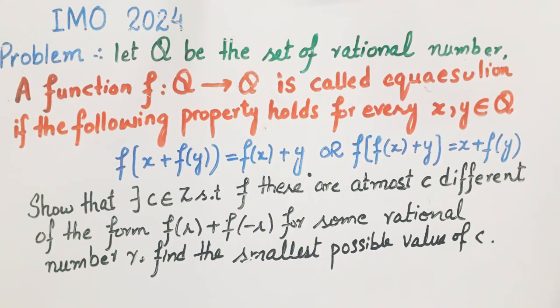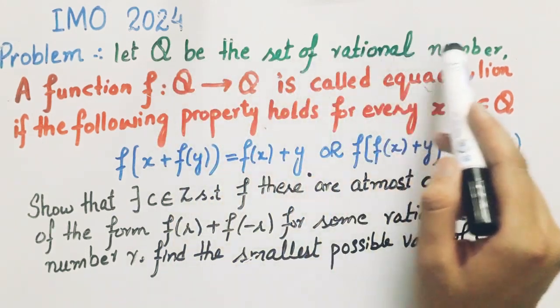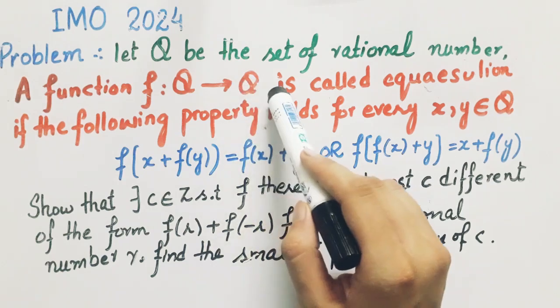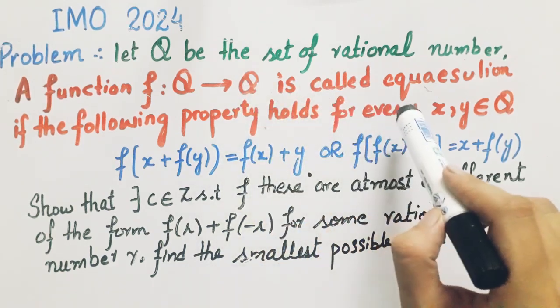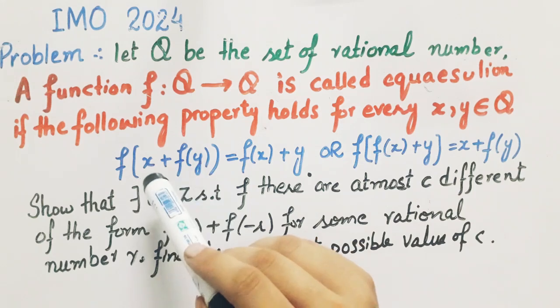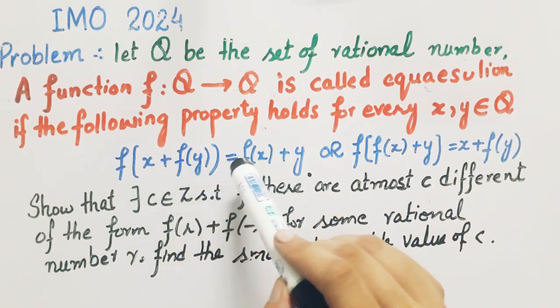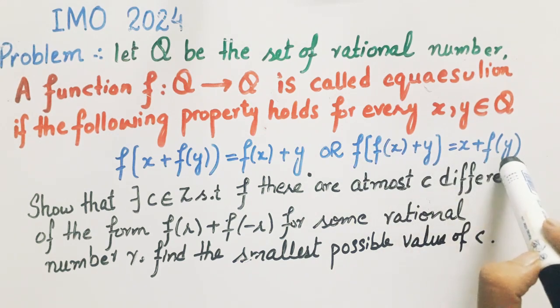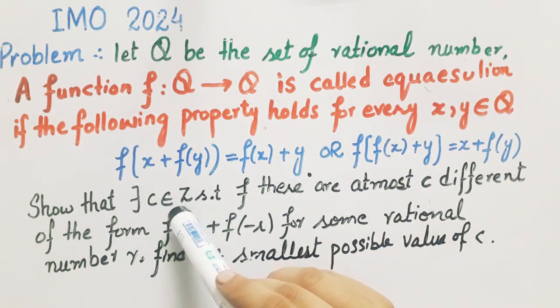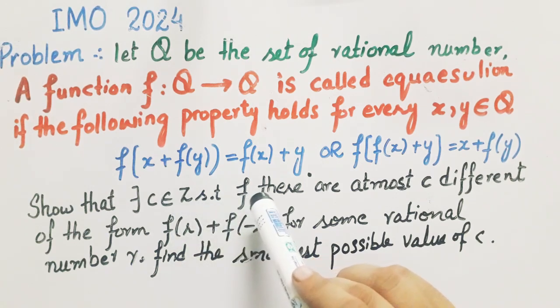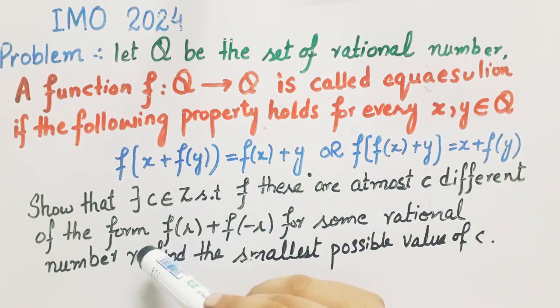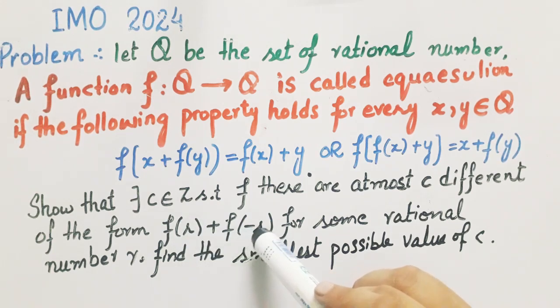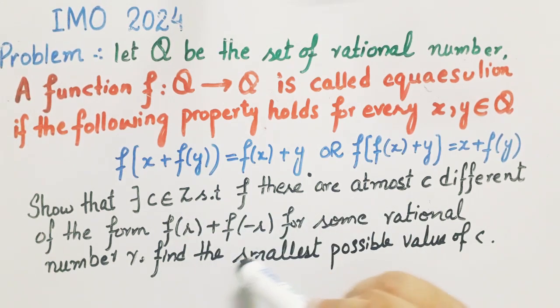So we will solve this problem. The problem is: let Q be the set of rational numbers. A function f from Q to Q is called aquaesulian if the following property holds: for every x, y belonging to Q, f(x + f(y)) = f(x) + y, or f(f(x) + y) = x + f(y). Show that there exists c belonging to the set of integers such that there exist at most c different values in the form of f(r) + f(-r) for some rational number r. Find the smallest possible value of c. We solve this question in a very easy and simple way.